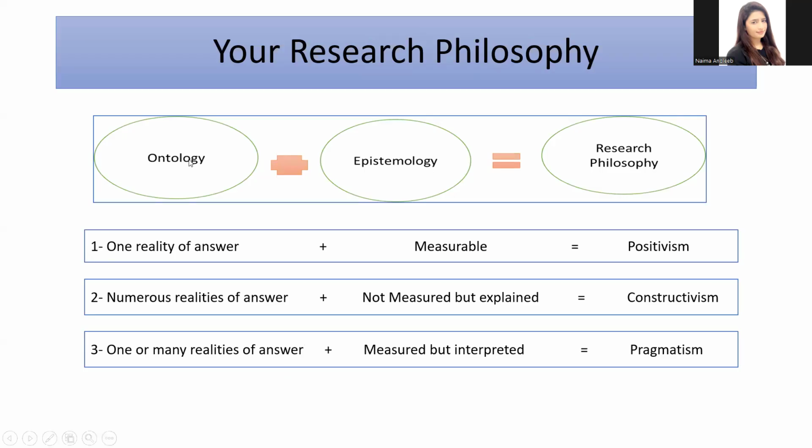See, ontology plus epistemology, research philosophy, the table we covered before: positivism, constructivism, pragmatism. One reality, answer measurable. Numerous realities, answer not measurable but explained. Constructivism. One or many realities, answer measured but interpreted. Pragmatism.